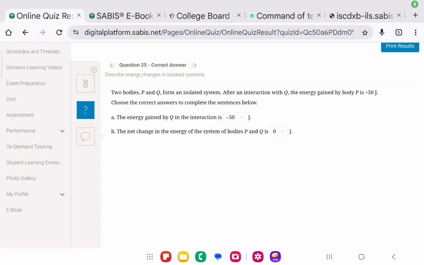Again, this is energy transfer. So the energy gained by one body would be the negative of the energy gained by another body. So energy gained by body P is plus 50. The energy gained by the other body would be -50. That's why the net change, when you add them together, is 0.